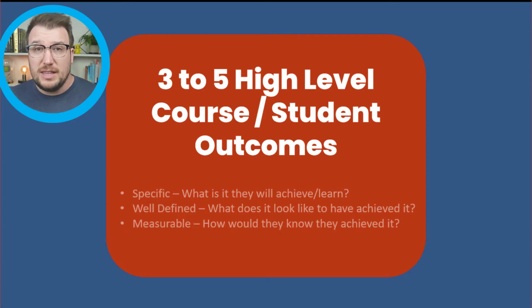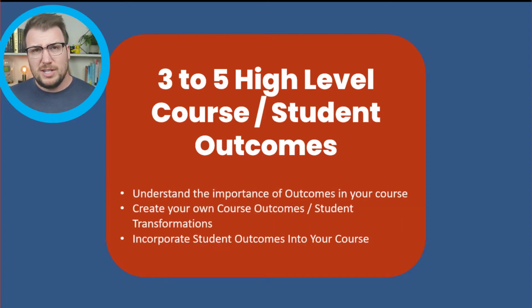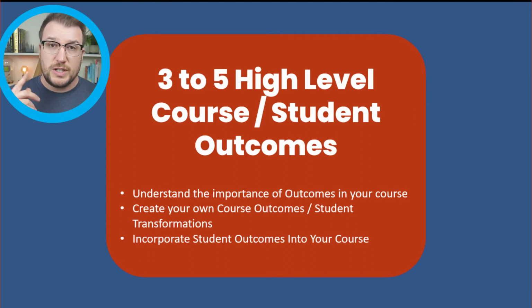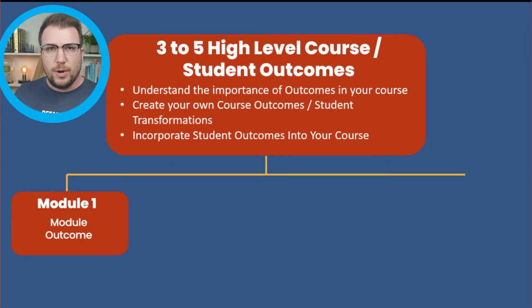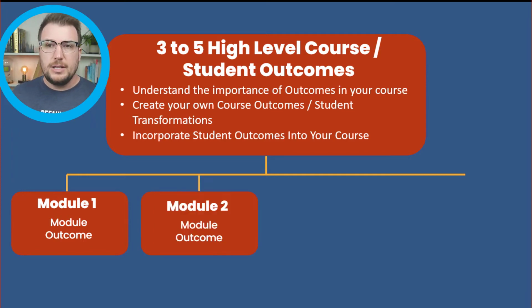And so, for example, in this video, I want you to understand the importance of outcomes in your course. I want you to create your own course outcomes and student transformations by the end of this, or be able to create your own. And I want you to be able to incorporate student outcomes into your course. So those are all specific. They're clearly defined. We could tell whether you did it or not. And they're measurable. So what does this look like within a course? So we have these 3 to 5 high-level student course outcomes, and then we're going to break our course structure down into different modules.